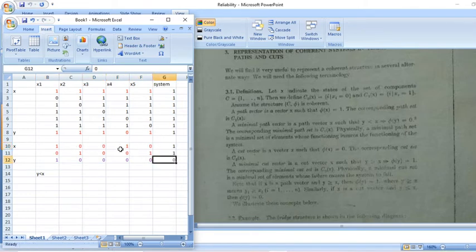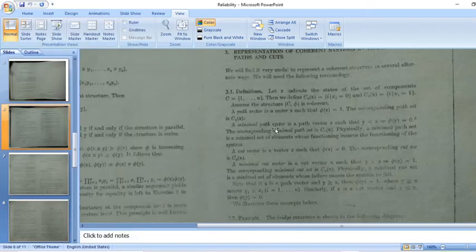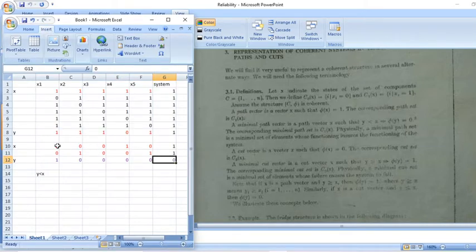Okay, so such path vectors are called minimal path vectors. A minimal path vector is a path vector x such that when y is less than x, phi of y equals 0, and the corresponding minimal path set is C1 of x. So what is the path set of the minimal path set?